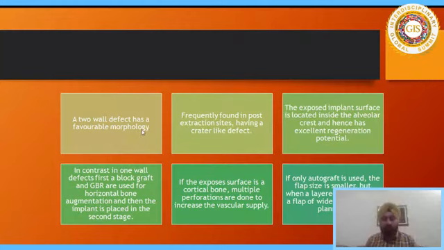If the exposed surface is a cortical one, multiple perforation is always done. If only autograft is used, the flap size has to be smaller because the lesser the autograft, it integrates well. But when you use a layered graft, like an autograft along with a layering of DBBM, a wider dimension of flap is needed.